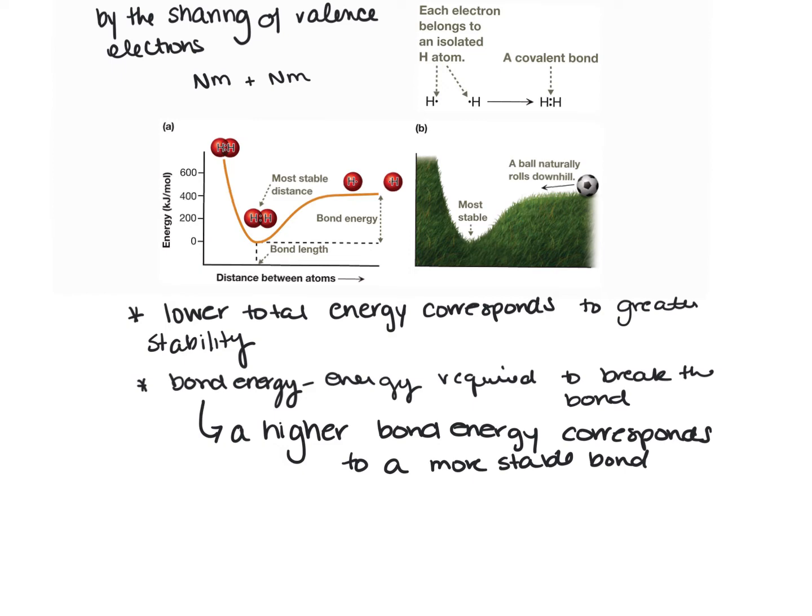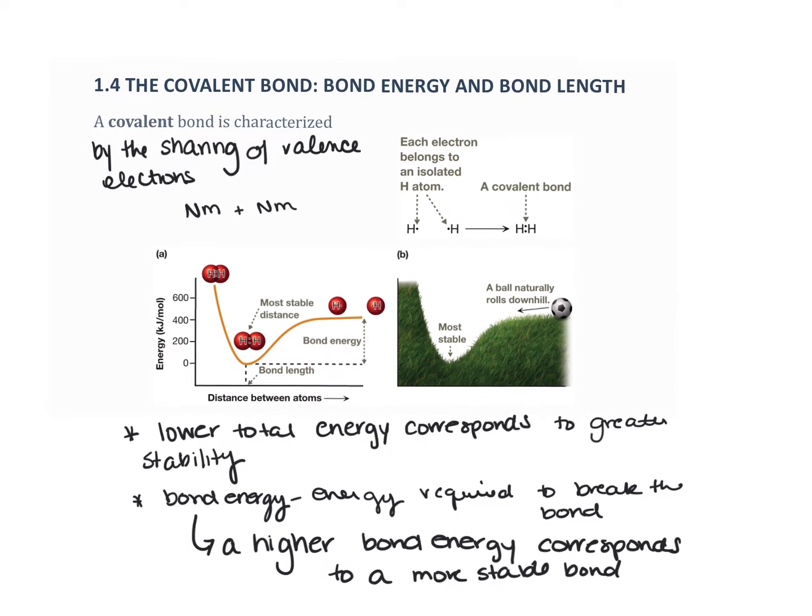When we look at the formation of a covalent bond, and you can see that here, again, we're working with hydrogens. Each hydrogen has one electron. They come together, they form a covalent bond. We can think of the analogy here of a ball being at the top of the hill. It's naturally going to roll down a hill and become more stable. It's very similar here. These two, when they get together and they form a bond, they become more stable. So that's one of the analogies that we use.